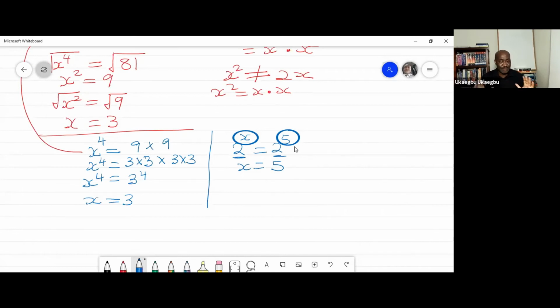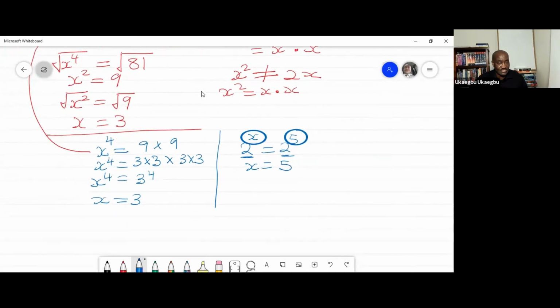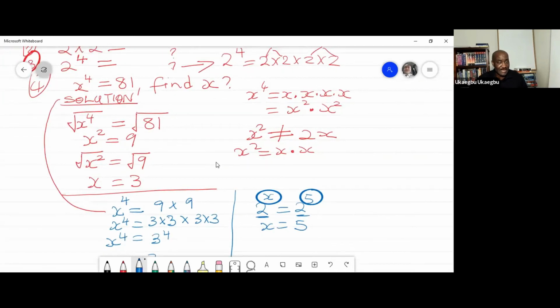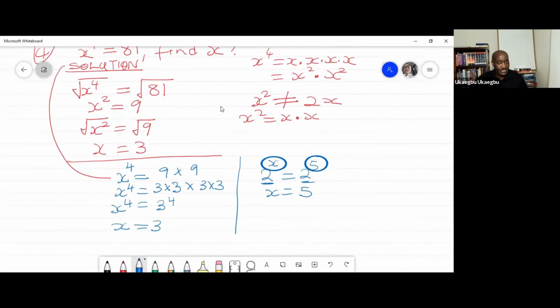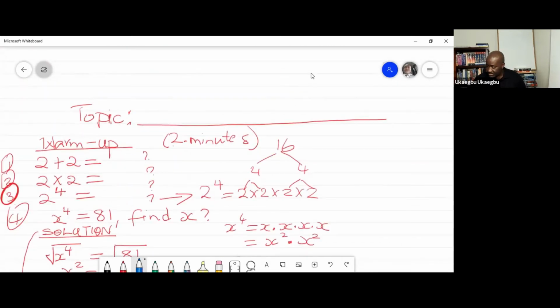So this is very, very basic, what we just did right now. But we are not done. There is still so much more. All we just did is use an example from the warm-up in order to explain some concepts. So now let's continue. By the way, the topic is exponential expressions.